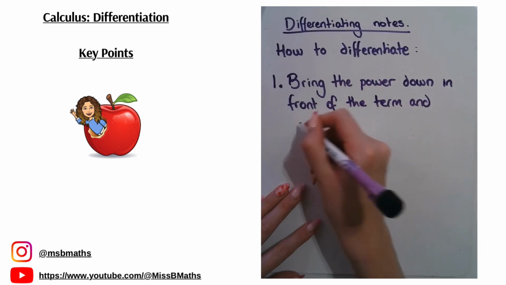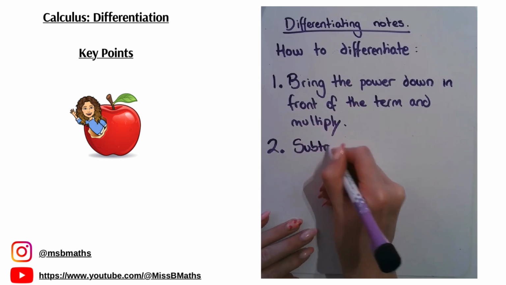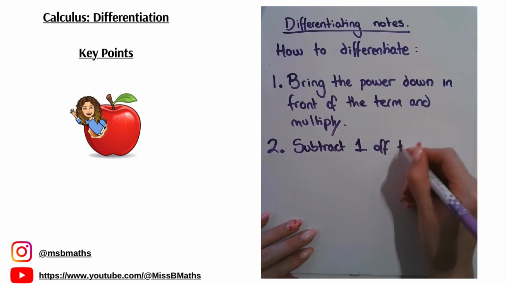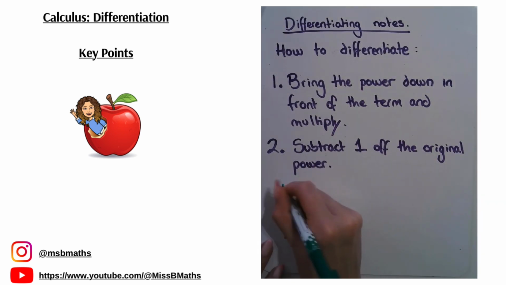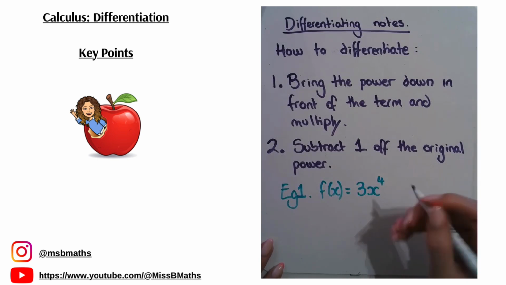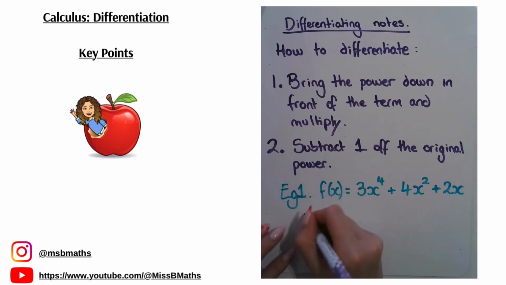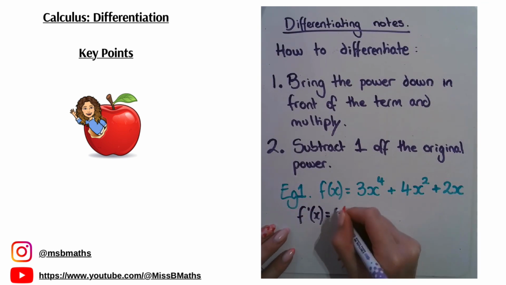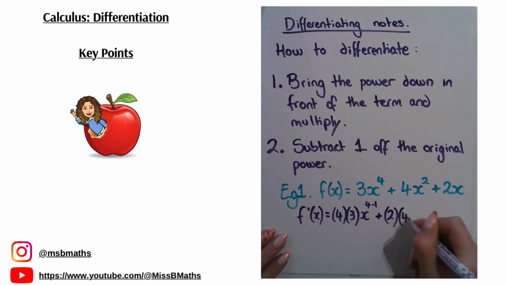Okay, finally, I thought I would just take you through a couple of examples of how to actually differentiate. So, point 1, you need to bring the power down in front of the term and multiply. The second step is to subtract 1 off the original power. So, here in the first example, f of x is equal to 3x to the power of 4 plus 4x squared plus 2x. You can see the step-by-step process of first bringing down the power in front to multiply and then subtracting 1 off the power, okay?